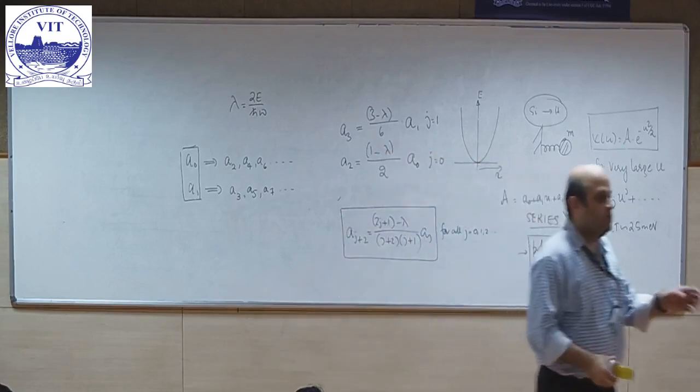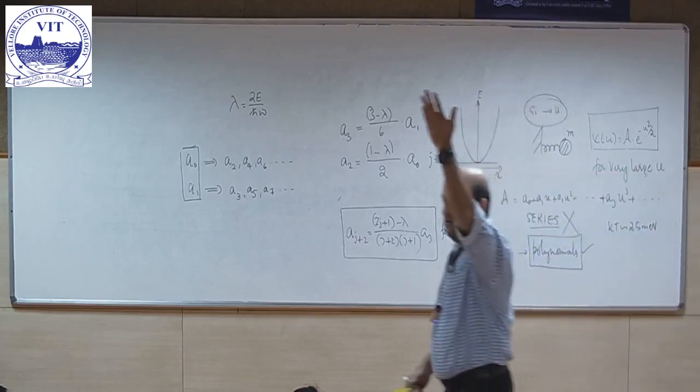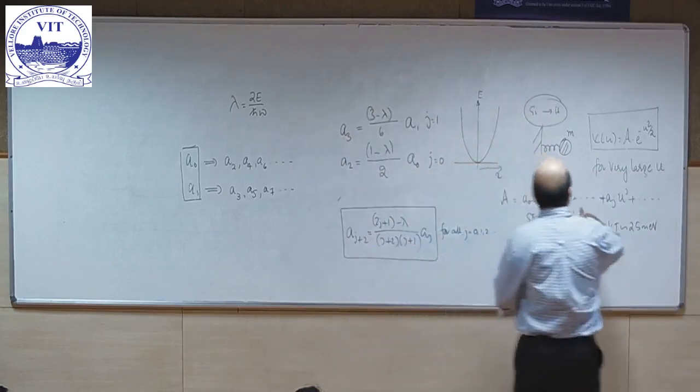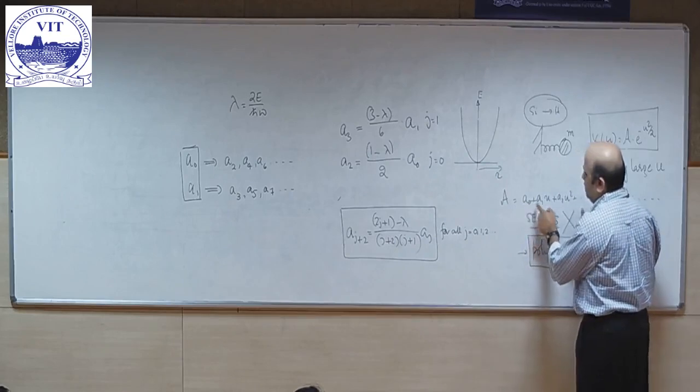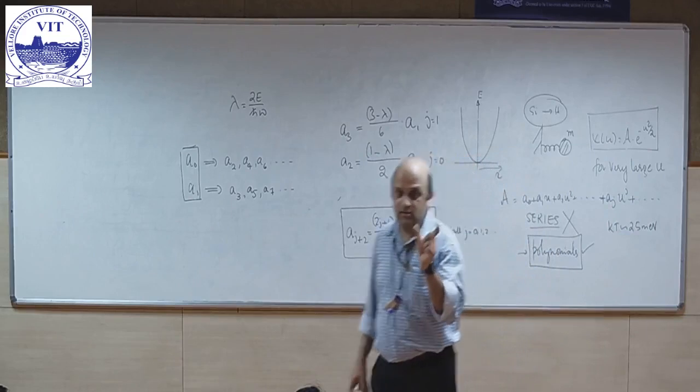If aj plus 2 becomes 0, that means a4 also becomes 0. If a4 becomes 0, a6 becomes 0. So beyond a certain level, all the a's become 0. That means you are limited only to a0 and a1. That means you are defining a proper harmonic oscillator system.